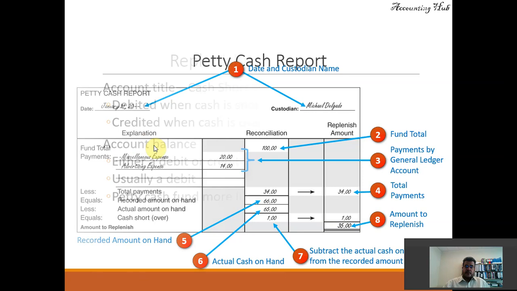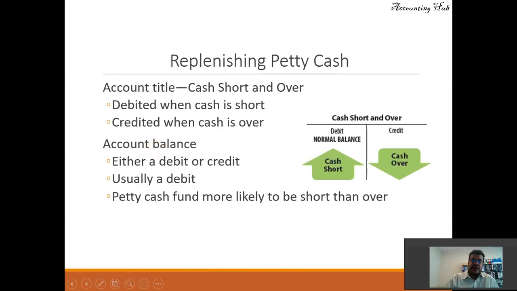And then replenishing petty cash. Account title, cash short and over. Debit when cash is short, credit when cash is over. It is much more often that the cash is short. You lose the change or you spend some money and you don't get the receipt and so on.